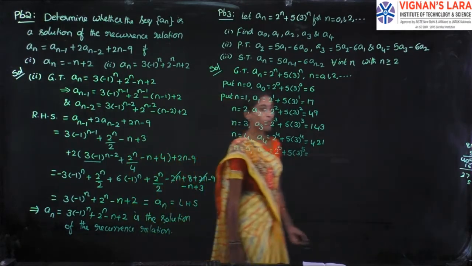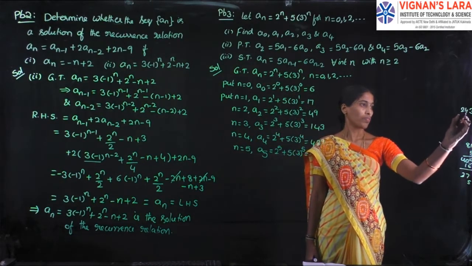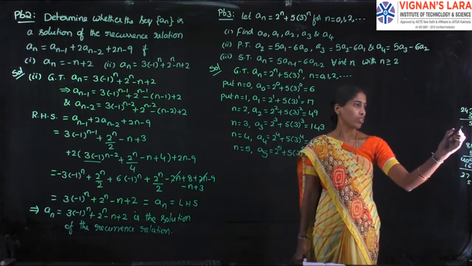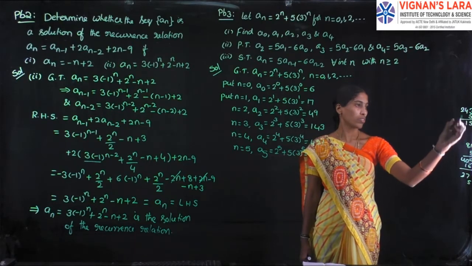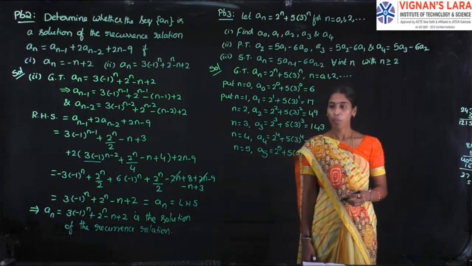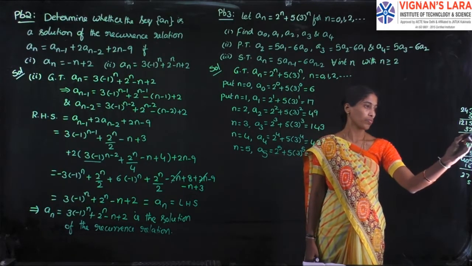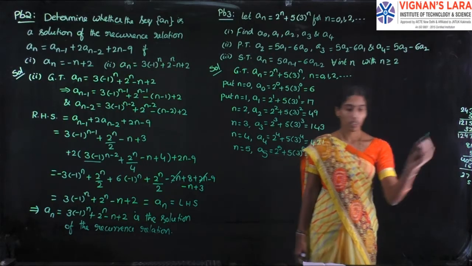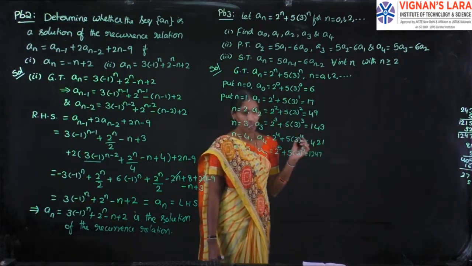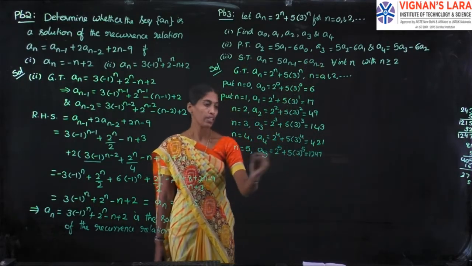What is 3 to the power 5? 81 into 3, 243. 243 into 5 is 1215 plus 2 power 5, 32. It is 1247, right? Here they ask up to a4, it is enough, no need to find this a5.